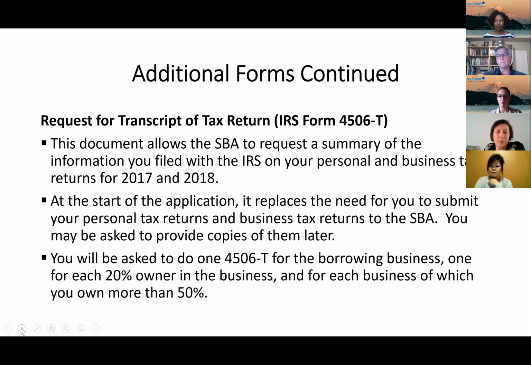I know that's really confusing, so I'm going to give you a real quick example. If I have a legal entity that I am the owner of at 20%, then I will be doing a 4506T for my company. And if I own more than 50% of another company, I will be doing a 4506T form for that company as well. And we'll go through these forms individually so you'll understand the documents themselves.